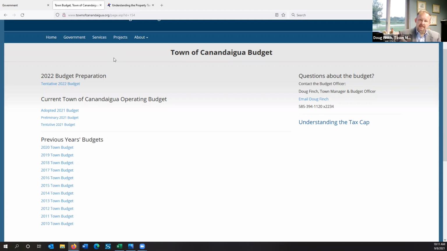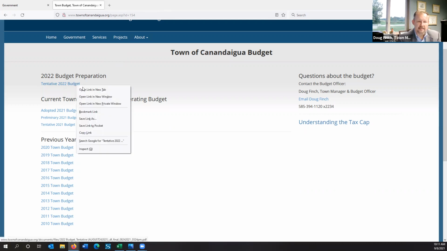And so the tax cap says it's 2% or the rate of inflation, whichever is lower. In our particular case, there's actually a formula and a calculation that we have to run to determine whether or not a budget is tax cap compliant. So we'll talk about that in a little bit more detail. What I'm going to do here is close this understanding the tax cap. We'll talk about that again in a second.